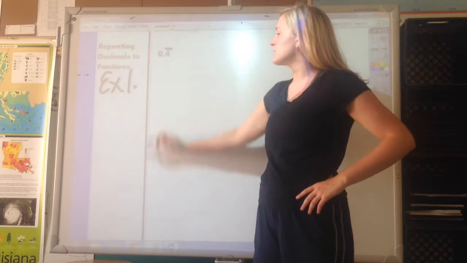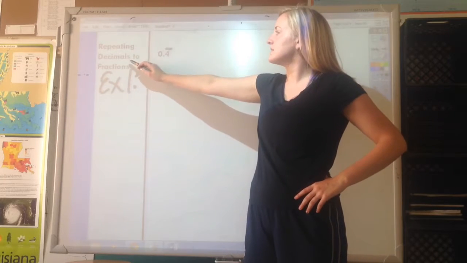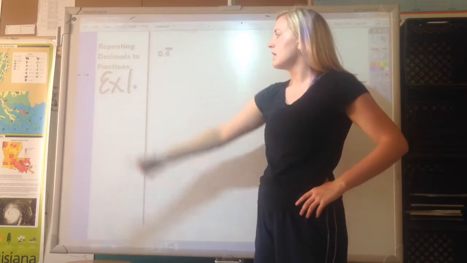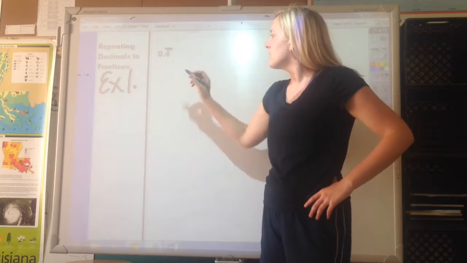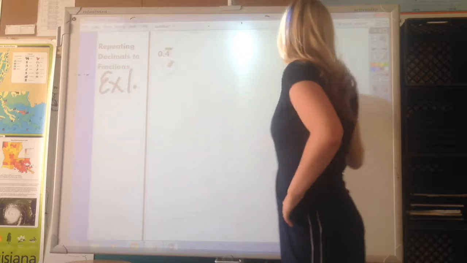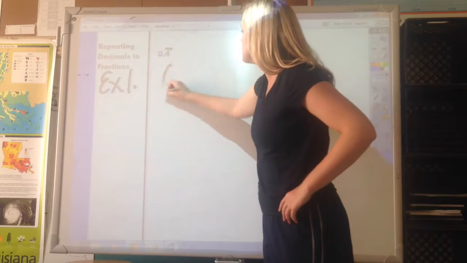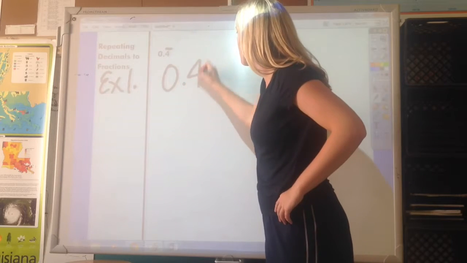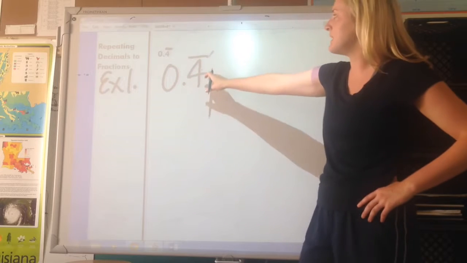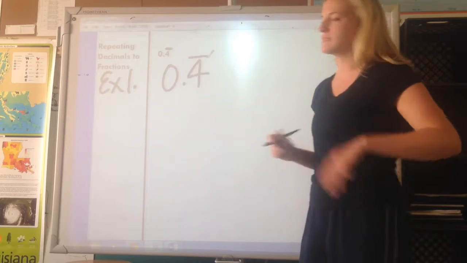On your notes page, go ahead and draw your line and then write repeating decimals to fractions in the top left-hand corner. This will be example 1. In case this is fuzzy on your screens, this says 0.4 repeating. And of course I know that this is a repeating decimal because of the line across the number.